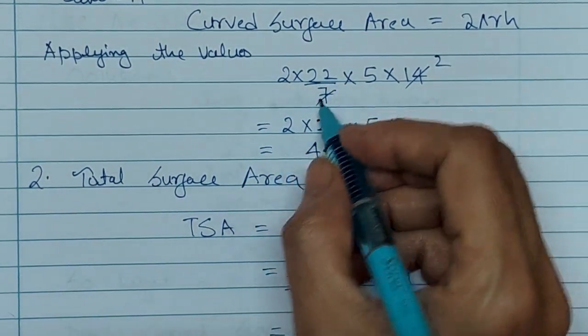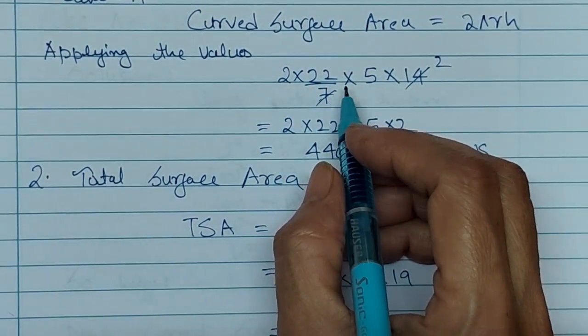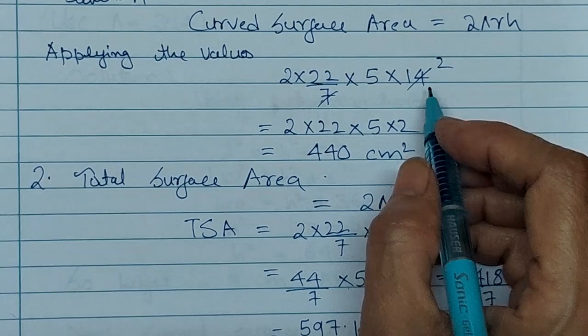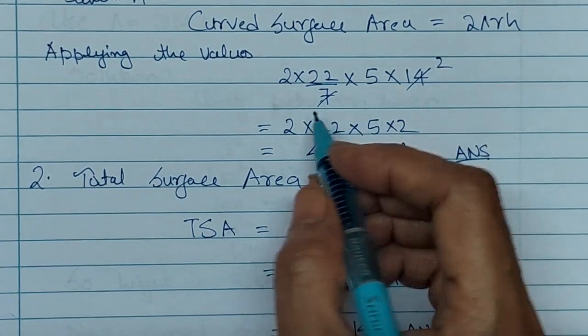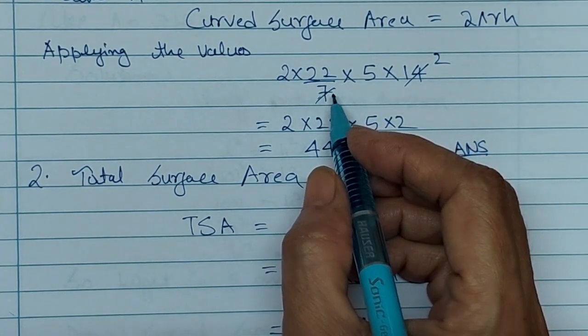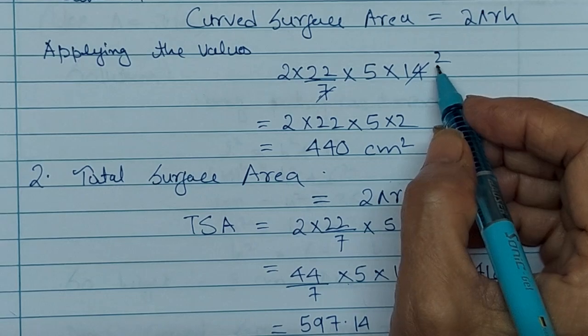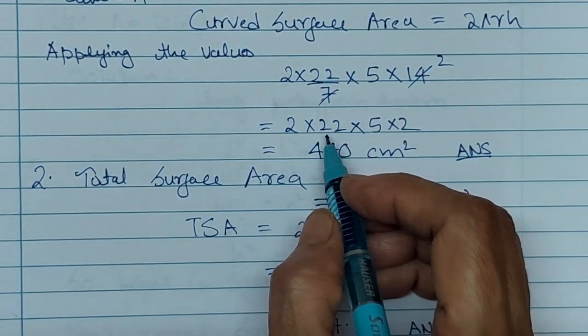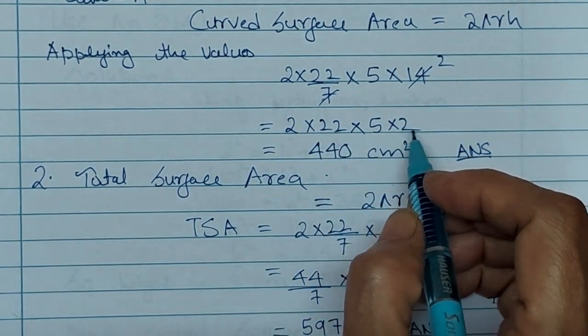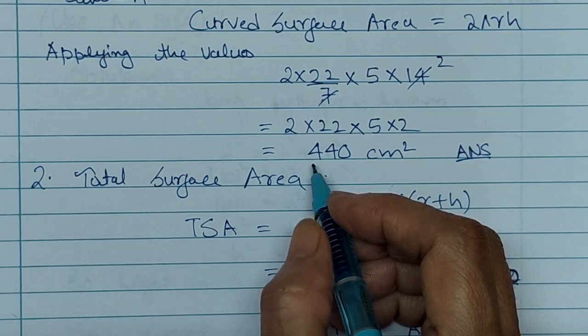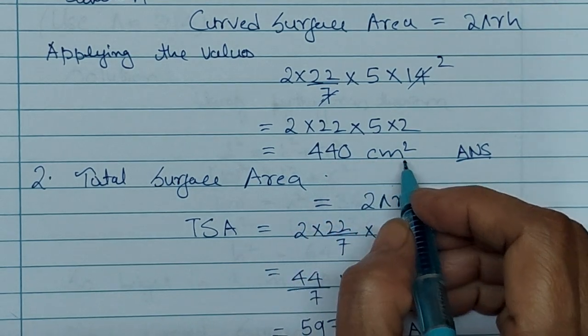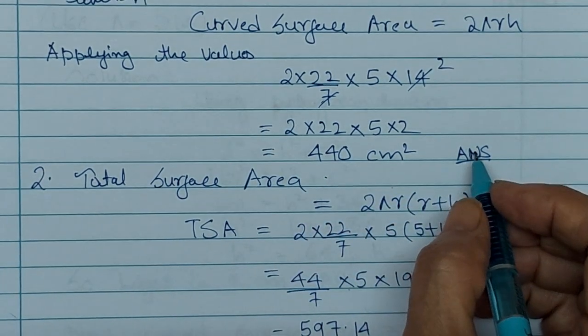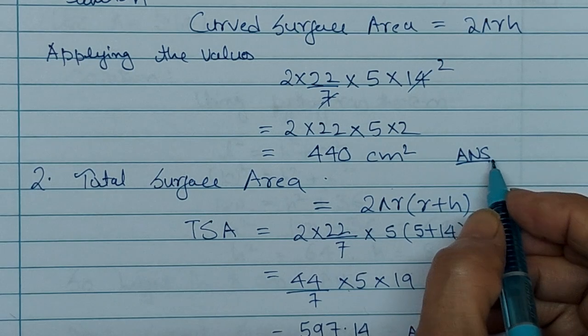2 into 22/7. This is the value of pi into 5. It is radius into 14. It is height. So we'll cancel it with this 7. It is 7 ones are 7, twos are. Now it becomes 2 into 22 into 5 into 2. Finally, it is 440 centimeter square. This is the curved surface area of the cylinder.